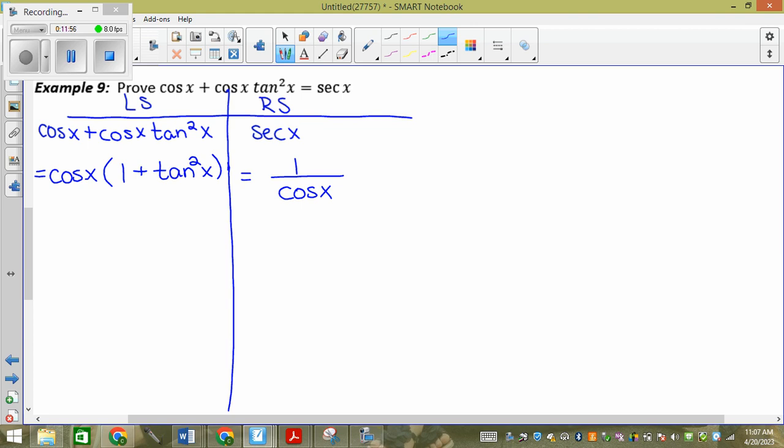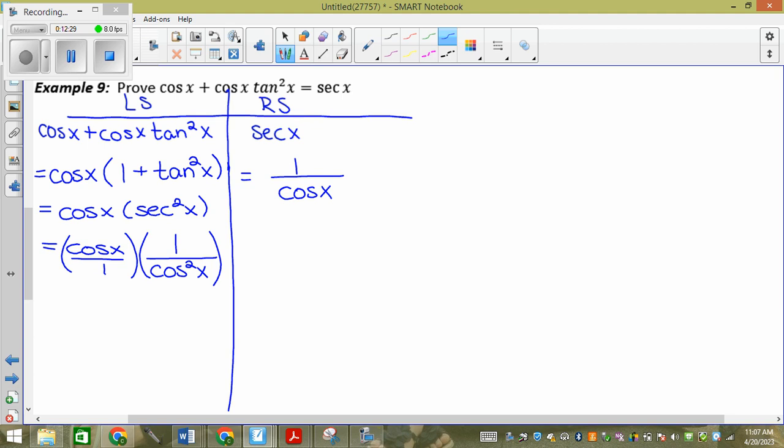Now you have to spot something here. What is tan? People who do proofs know what's on their formula sheet. What is 1 plus tan squared equal to? Secant squared x. What can I change secant squared x to? 1 over cos squared x.